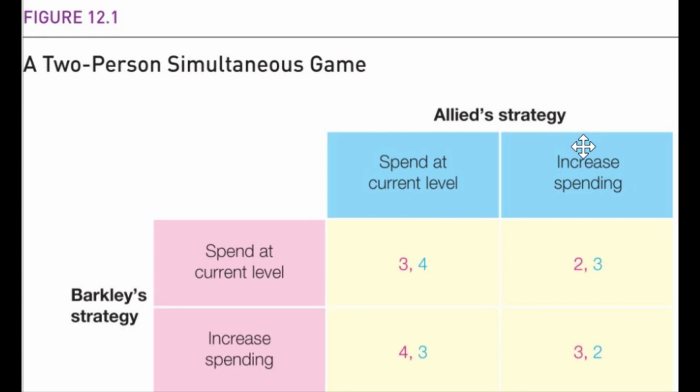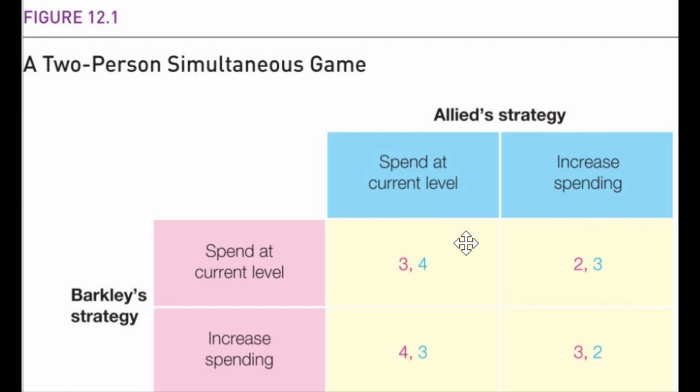But then Allied's other strategy of taking action increasing spending can generate 3 or 2, which also depends on the opponent's strategy. Spending at current level generates 3. If the opponent does increasing spending, Allied increasing spending can generate 2, right? So again, the payoff for Allied from taking one strategy can change depending on the opponent's strategy, right? 3 or 2 compared to 4 or 3. So if you look at here, the strategy of taking spend at current level generates 4 or 3, while increased spending generates 3 or 2. So you can see 4 is greater than 3, 3 is greater than 2. So every element of this vector is always greater than the other vector of these two elements, right?